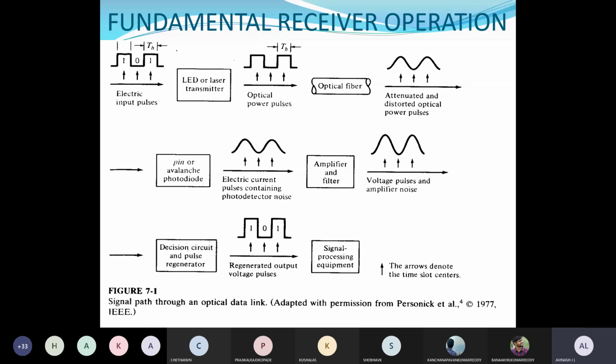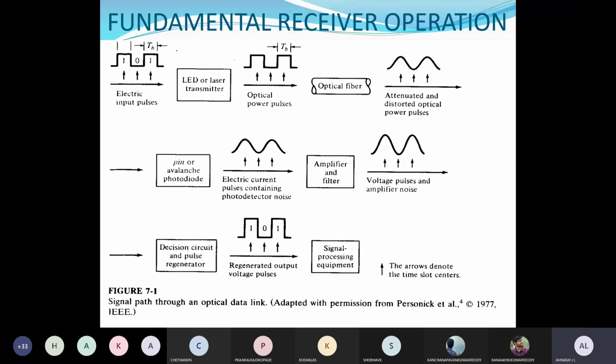So once the amplified version is there, it is sufficient to decide. See what happens if the wave is very small, the amplitude is very small. To take the decision whether it is a low signal or high signal is a very difficult task. So some threshold has to be maintained. Then only we can take the decision. That is why after amplification, we pass it to the decision circuit and pulse regenerator.